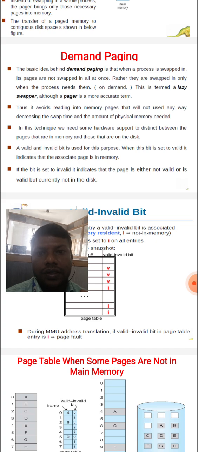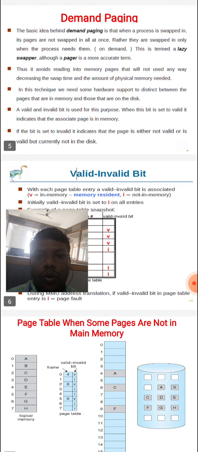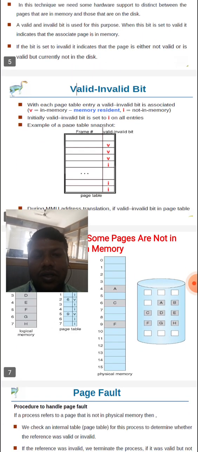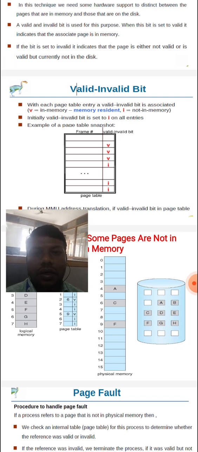In this technique, we need some hardware support to distinguish between the pages that are in memory and those that are on the disk. A valid and invalid bit is used for this purpose. When this bit is set to valid, it indicates the associated page is in memory. If the bit is set to invalid, it indicates that the page is either not valid or valid but currently not in memory. The valid and invalid bits are shown in the figure. V indicates the page is in main memory, and I indicates invalid, not in memory.